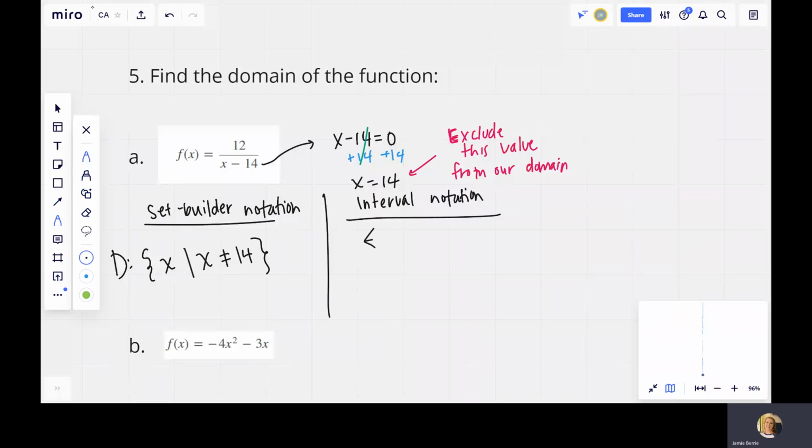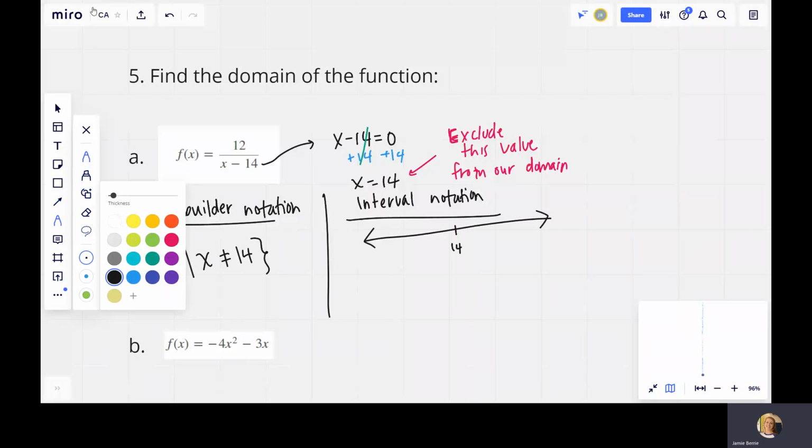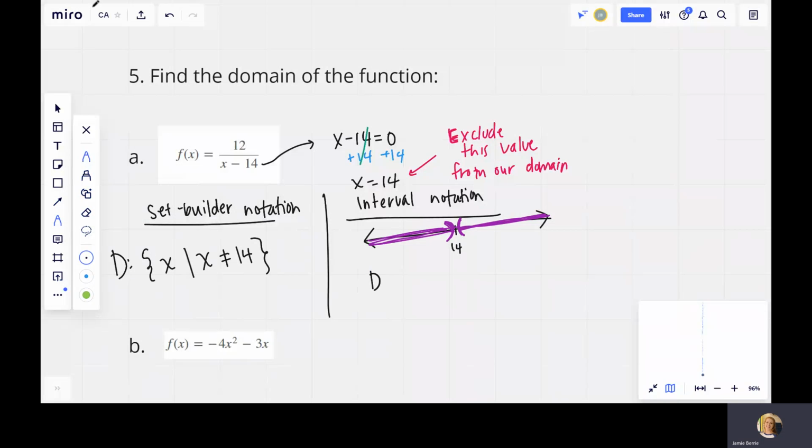Now, interval notation. I'm just going to draw a little number line to help you with this. Every number is okay except for 14. We're shading this side because all those numbers are okay. Do a little parentheses there, and then we also have a parentheses this way. We're including all of these numbers. And we're using a parentheses here because we do not want to include 14. If we use brackets, that would be including the number 14. We're using parentheses, so that means we're not including that point.